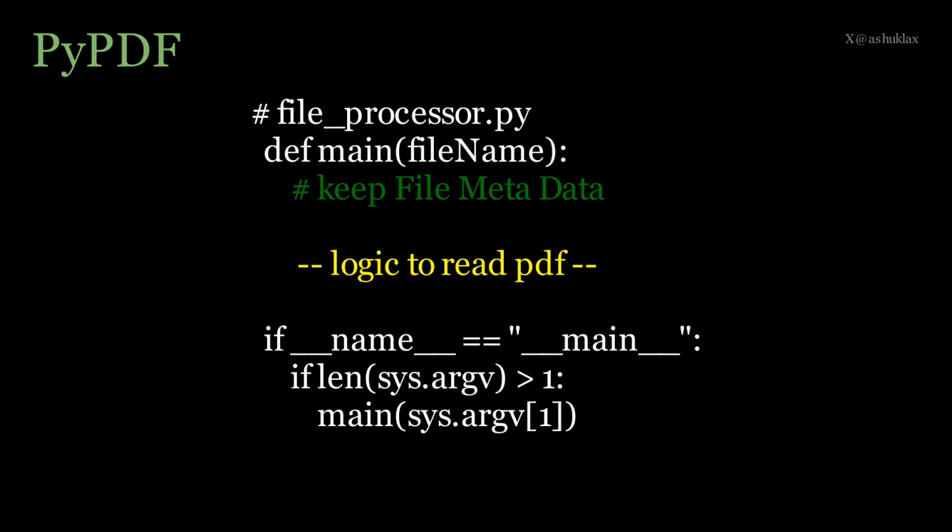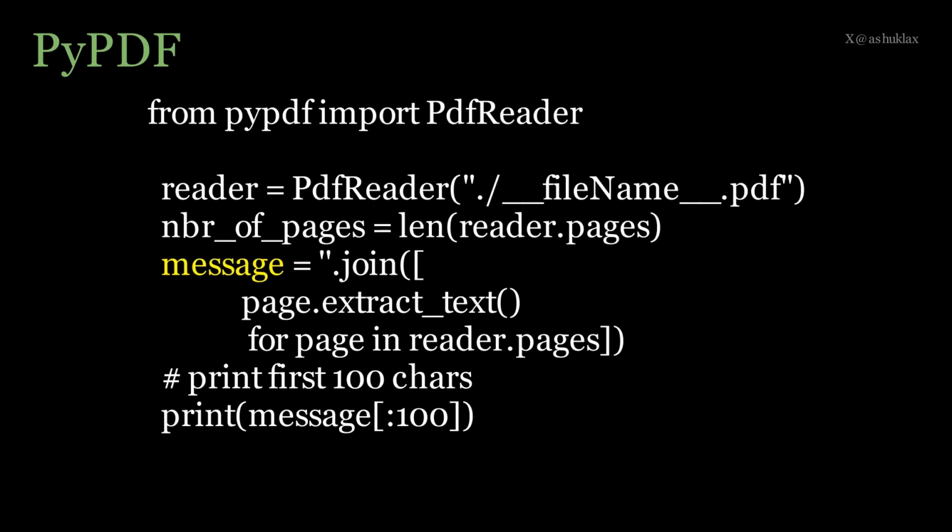So let's go back to our main function and add logic to read PDF content. You see this comment where it says logic to read PDF. We are going to write code to read the PDF file there. So now write from PyPDF import PdfReader, and then you write reader equals PdfReader and pass the file name, which is file_name.pdf or whatever your file name is. So this line is going to initialize the PDF reader object to read the PDF file located at file_name.pdf.